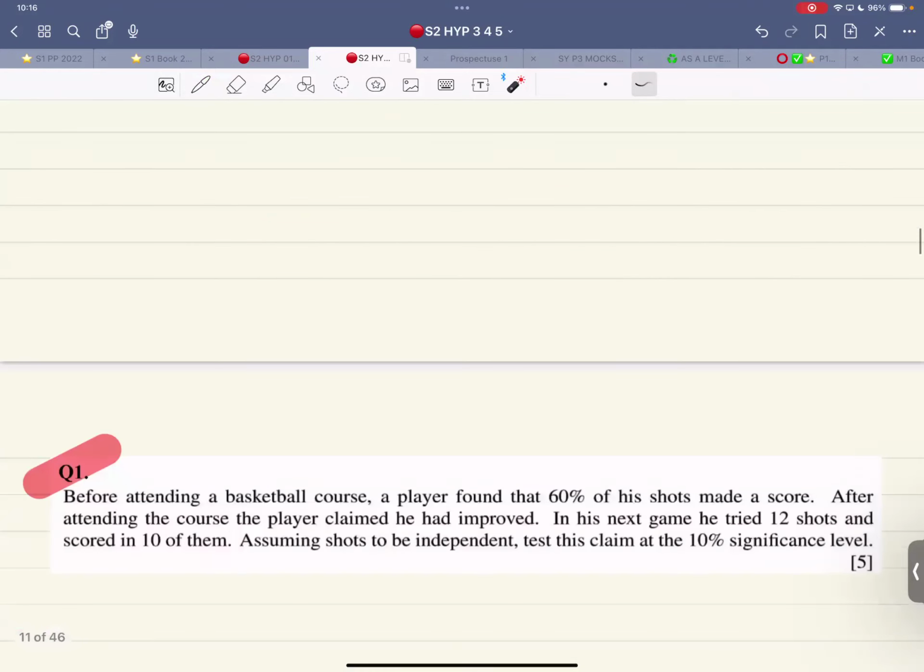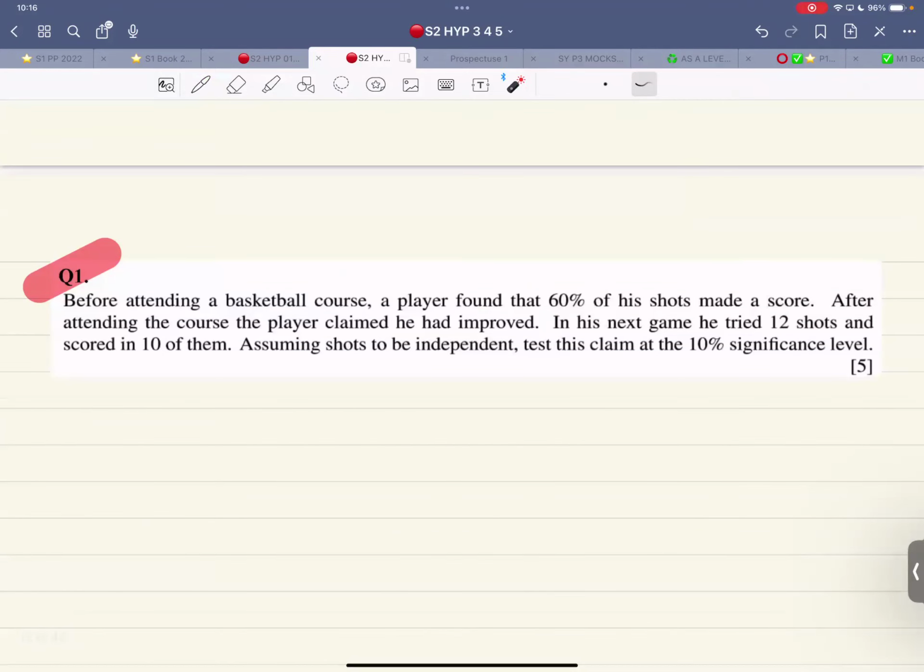Now, some of the questions will be the ones that you might have seen earlier, so we will just skim over that. First of all, over here, let's read this question. And the question says, before attending a basketball course, a player found that 60% of his shots made a score.